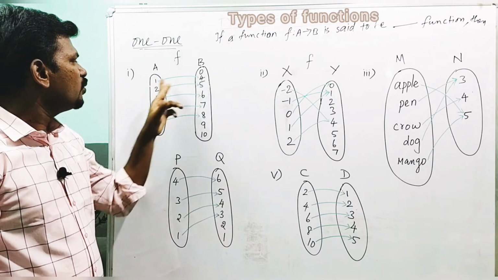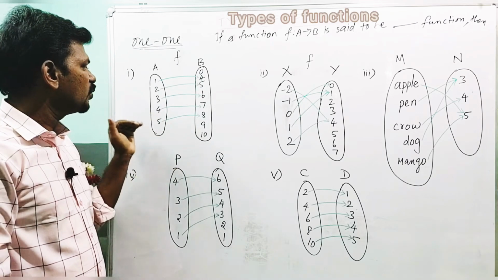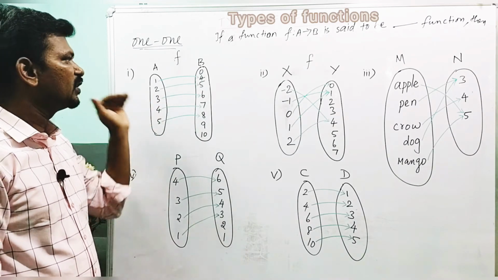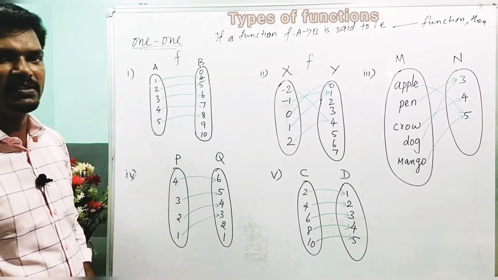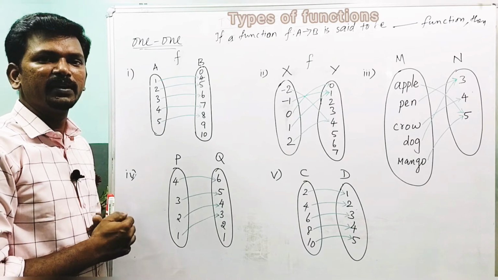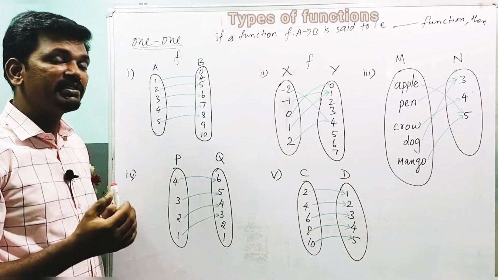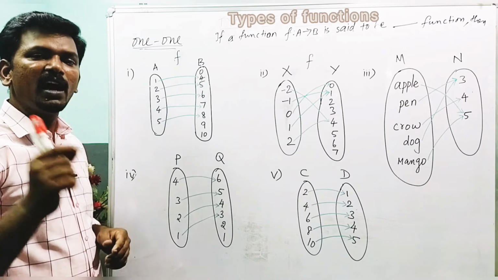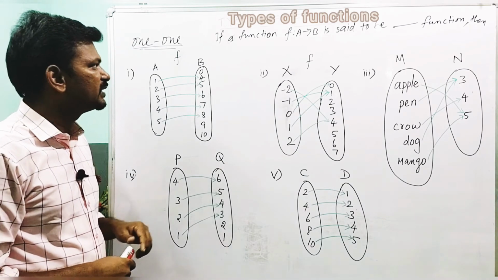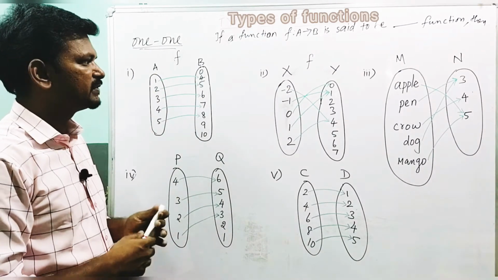If they have a 1-to-1 connection, such a function is called a 1-1 function. So how will you write? In the textbook also they have given the definition, so you can verify it, or you can write it in your own words. Okay, this is the 1-1 function. Such a 1-to-1 connection is a 1-1 function.